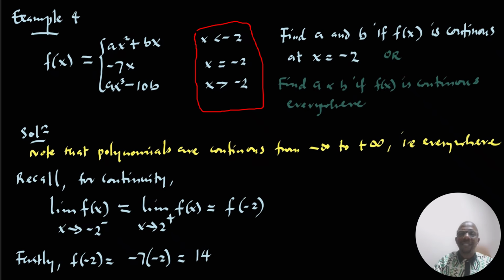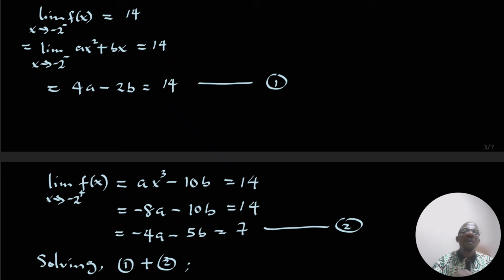That gives us 14. Now, the limit of f of x as x approaches minus 2 from the left side equals 14. The condition I just gave is equal to our f of minus 2, which is 14. So the limit from the right side and the limit from the left side will always be 14. That's why we have a squared plus b equals 14 and equals minus 4a. To simplify this, we use x equals minus 2.